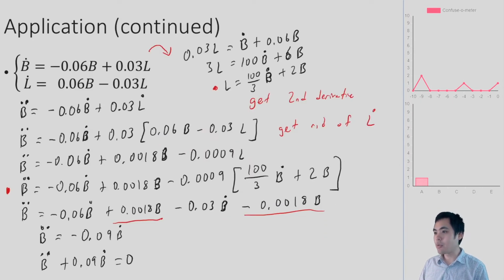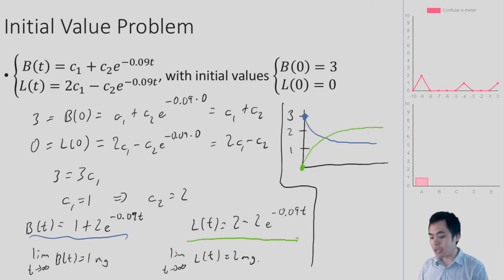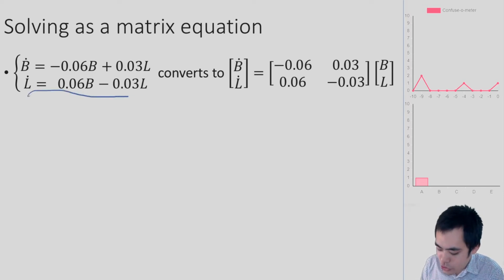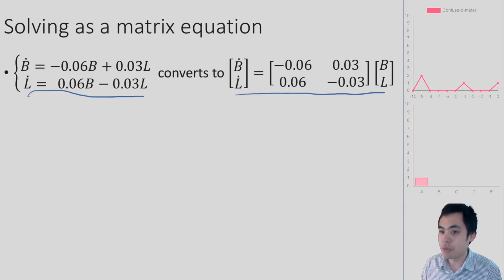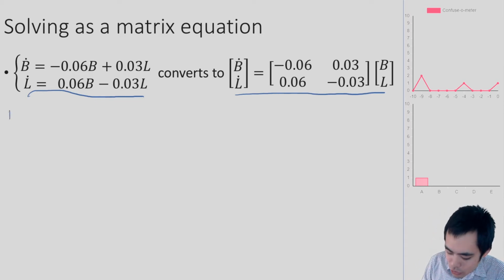We started here, we had to convert it into a single variable ODE, then solve the single variable ODE, plug it back in to get the other equation, and then solve for the initial value problem. You can also solve this as a matrix equation, and sometimes that's faster. So, we have our original equation, and we can convert that into this matrix equation. When you multiply out the matrix times the vector, you get back exactly the original equation. And it turns out that when you do that, you can do an eigendecomposition of that matrix.